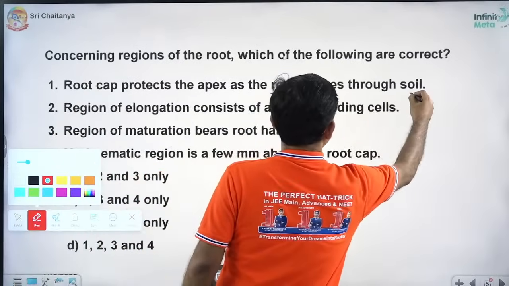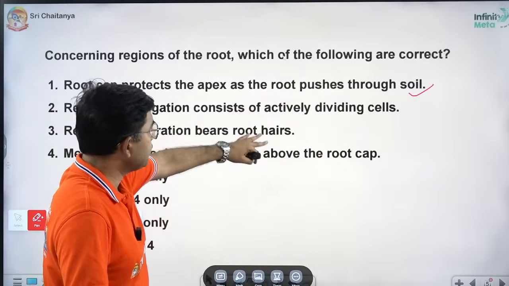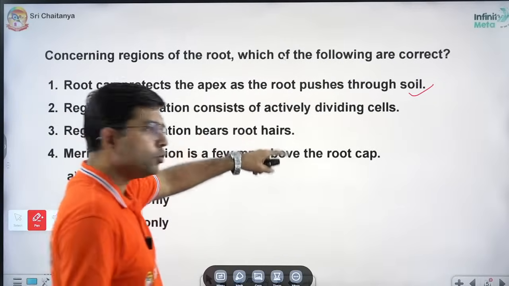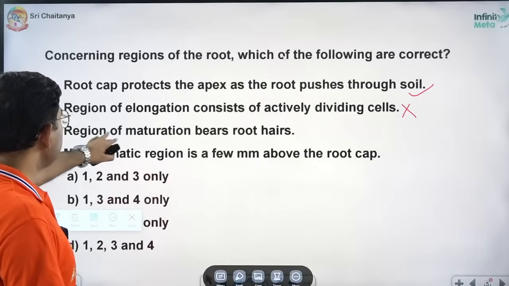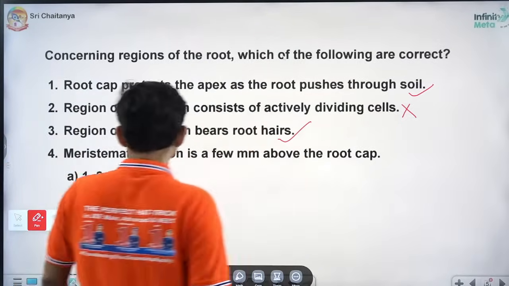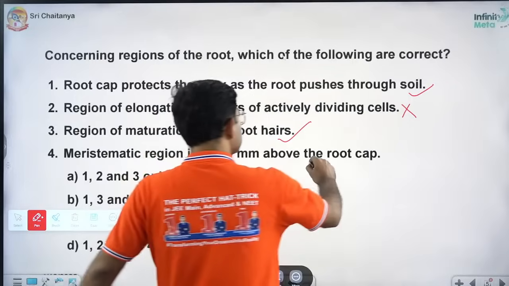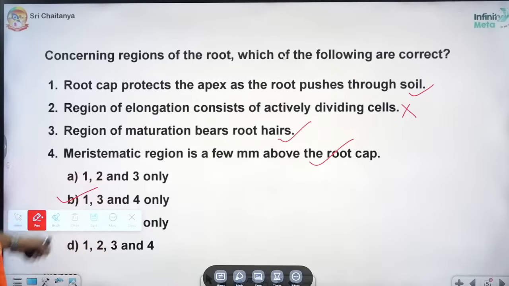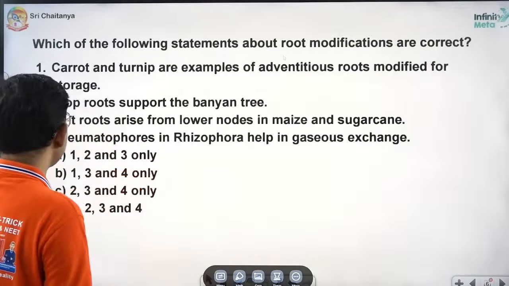So this one is correct. Region of elongation consists of actively dividing cells? No, that is the region of meristem. Region of maturation bears root hair. This is correct. Meristematic region is a few millimeters above the root tip. This is also correct. So first, third and fourth are correct. Second one is wrong.